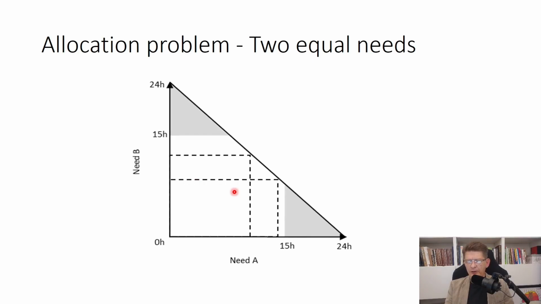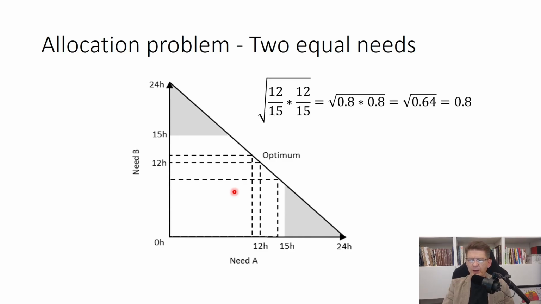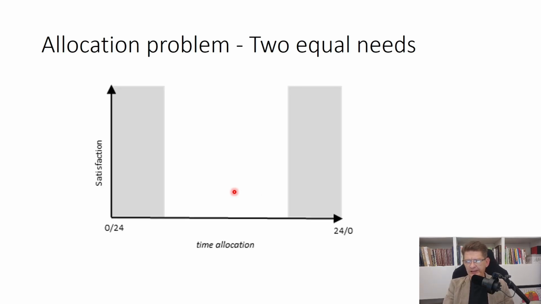Here we have another allocation which gives us a slightly greater area of the rectangle. But of course this area will be greatest when the rectangle becomes a square. So, in our example, we achieve maximum satisfaction when we satisfy both needs to the same degree. It can be expressed as 0.8, which, by the way, is the same as our overall ability to satisfy our needs. We can also present the same principle in another way, which shows the optimum more clearly.